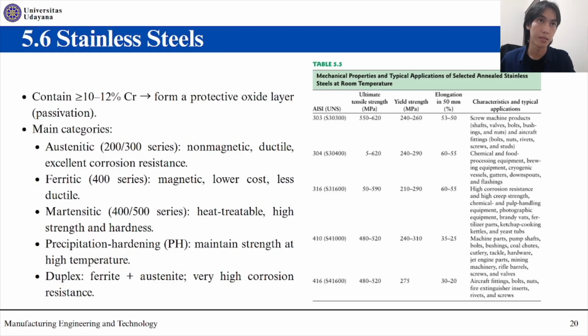Okay, next is stainless steel. Stainless steel contains 10 to 12% chromium, which forms a thin protective oxide layer. This process is known as passivation. The main categories are austenitic, ferritic, martensitic, precipitation hardening, and duplex.